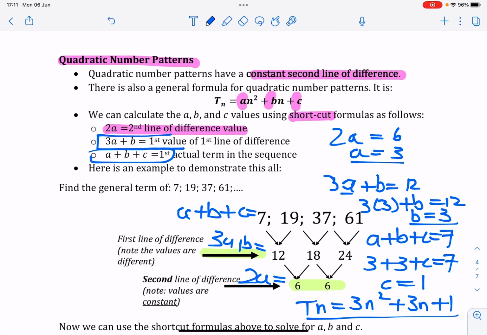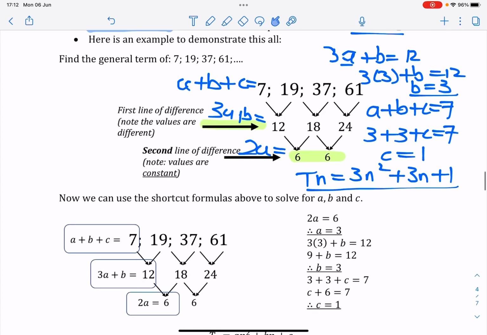So you have to just memorize those shortcut formulas. They will not be given to you in a test. So you have to memorize 2a is the second line of difference value, 3a plus b equals the first value of the first line of difference, and a plus b plus c is the first actual term. And then you just solve.